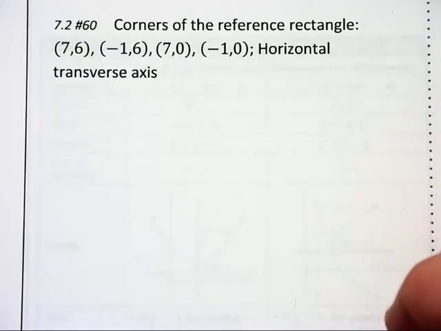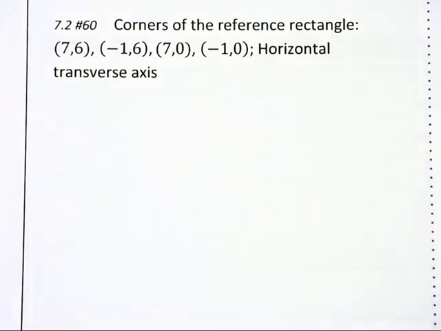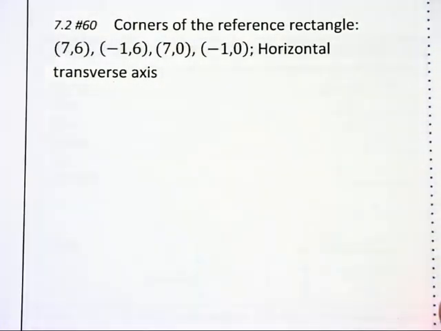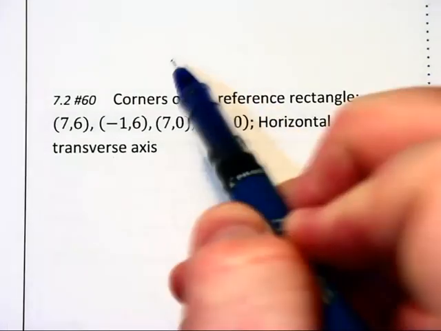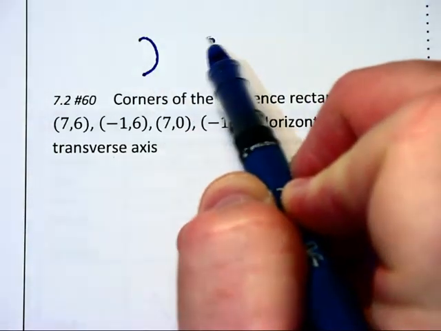In this next problem, we are given the 4 corner points of our reference triangle. We are also told that we have a horizontal transverse axis. Now let's start with that for a moment. Let's say we have a hyperbola, and I'm just going to draw it opening left and right.